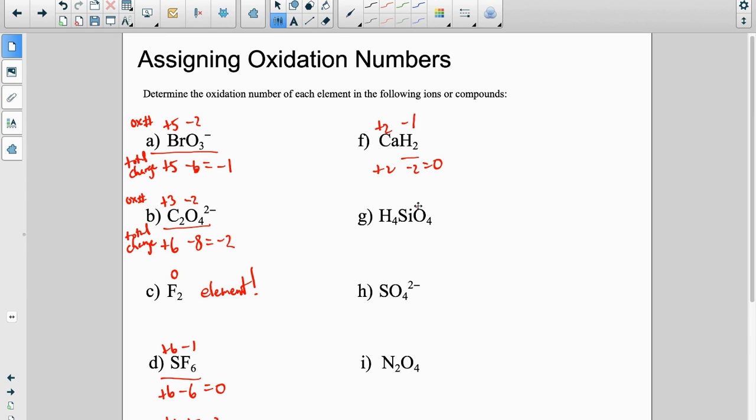Letter G, oxygen is -2. That gives us -8 for this. It is a compound. There must be an overall charge of 0. Here, hydrogen is +1. That's +4. So we need another +4 for the silicon.